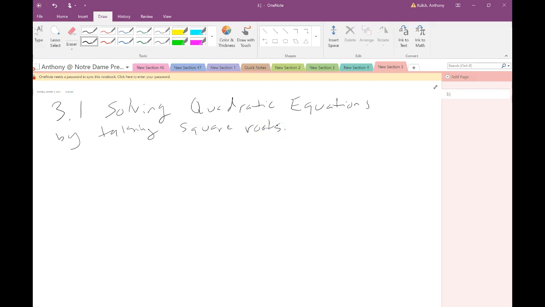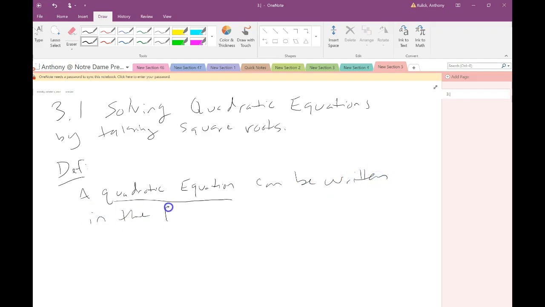So let's start by defining what we mean by a quadratic equation. A quadratic equation is an equation that can be written in the form ax squared plus bx plus c equal to 0.